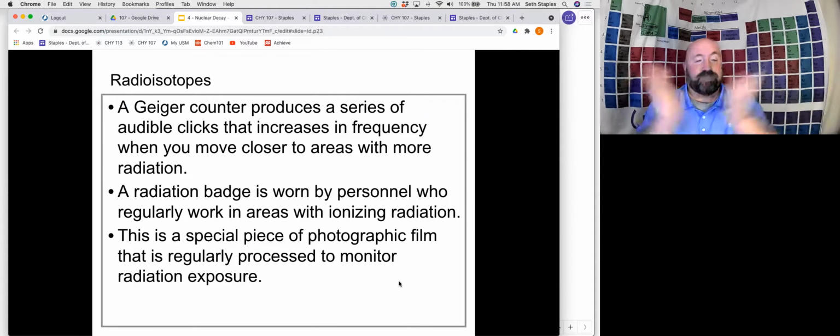And so that concludes our lesson on radioisotopes, and that finishes up our look at atomic structure in general.